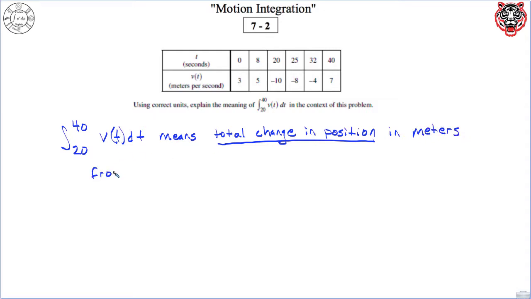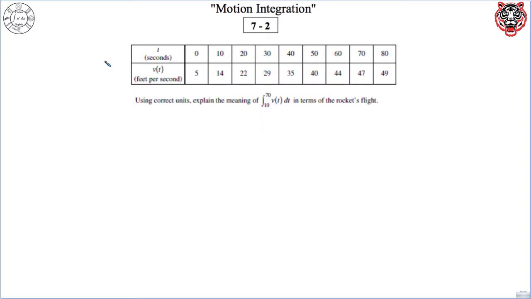And then when does this happen? It happens from time 20 seconds to 40 seconds. And I guess it kind of sounds a little bit weird to say time. You could have said from 20 seconds to 40 seconds. How far did I change? The total change in position. And that was problem number 1. Let's go to problem number 2.